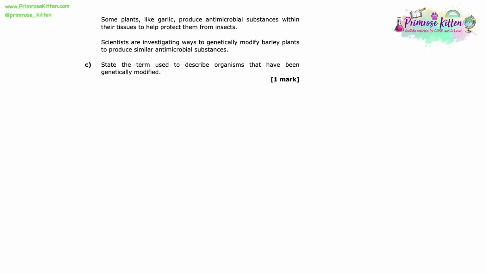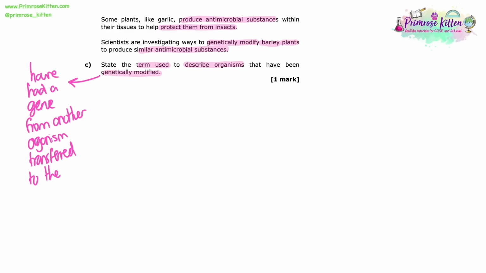Some plants, like garlic, produce antimicrobial substances within their tissues to help protect them from insects. Scientists are investigating ways to genetically modify barley plants to produce similar antimicrobial substances. State the term used to describe organisms that have been genetically modified. So, organisms that have been genetically modified have had a gene from another organism transferred into their DNA. Literally think about gene transfer, so the term we use is transgenic.